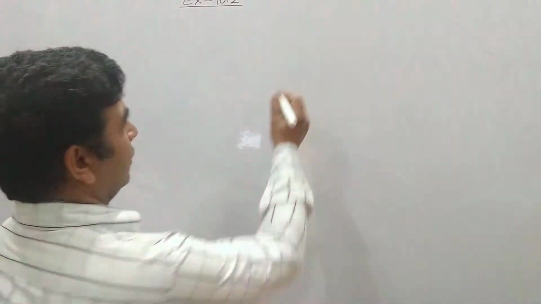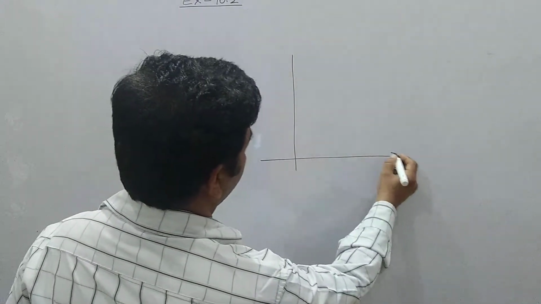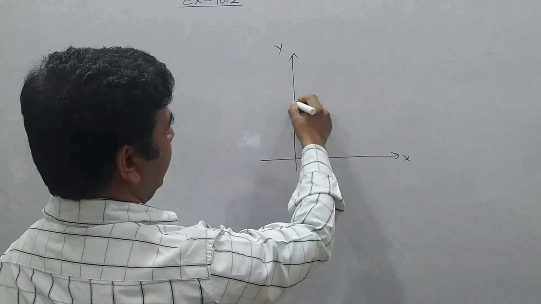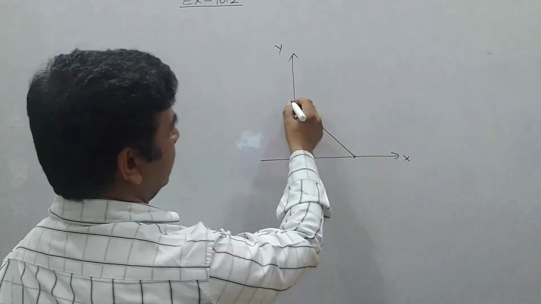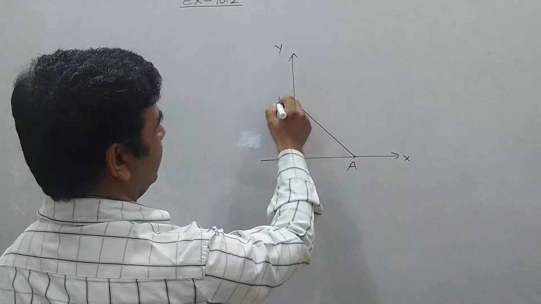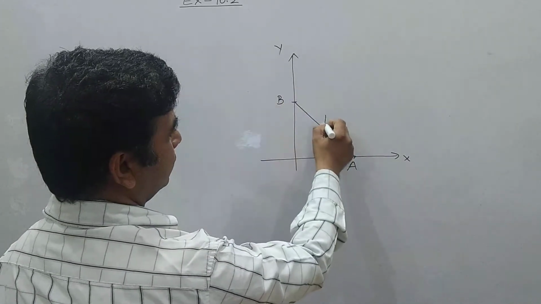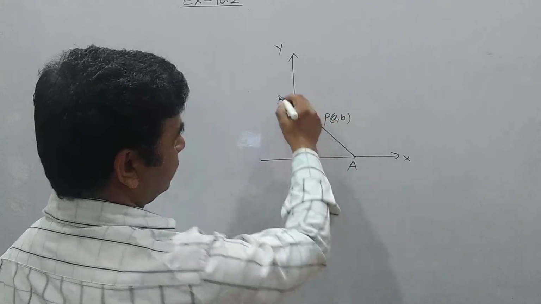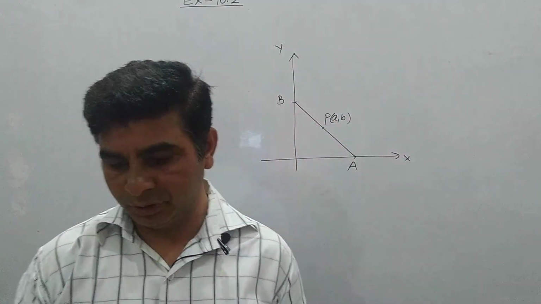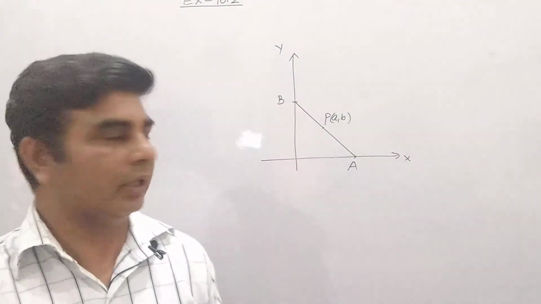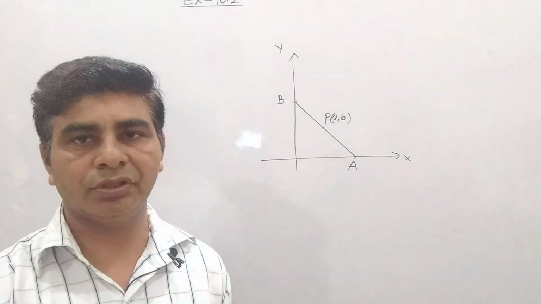The question states that if P with coordinates a, b is the midpoint of a line segment between the axes. This is given that between the axes there is a line segment whose midpoint is P with coordinates a, b. This is your x-axis, this is your y-axis, and there is a line segment in between the axes. Let this point be A and this be B. Then P is the midpoint with coordinates a, b of this line segment. Now we want to show that the equation of the line is x by a plus y by b is equal to 2. This needs to be proved.